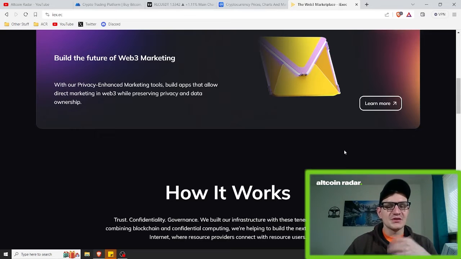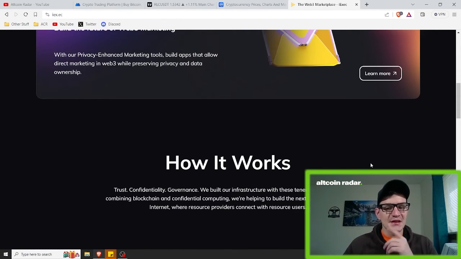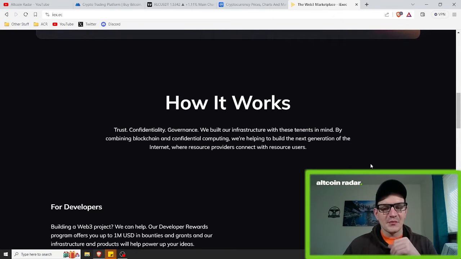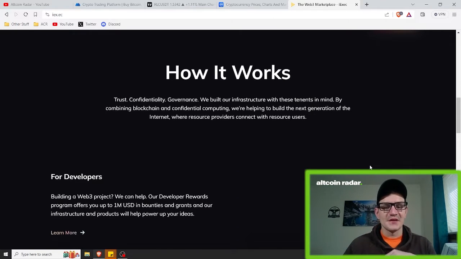So let's go ahead and talk about some iExec RLC core features. The first standout core feature that I would like to talk about is decentralized computing, obviously.